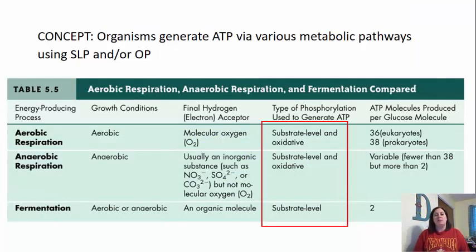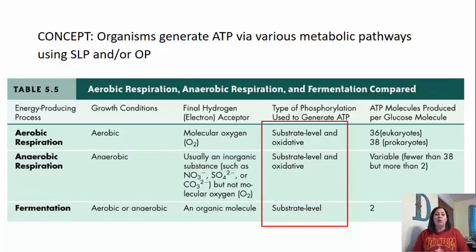So organisms generate ATP via various metabolic pathways. They can use substrate level phosphorylation only, oxidative phosphorylation only, or a combination of both. If we look here, this compares three different types of respiration. The first is aerobic respiration. In aerobic respiration, they need oxygen present, so molecular oxygen has to be there, and this is going to be the final electron acceptor. When this happens, it is a combination of substrate level and oxidative phosphorylation. For eukaryotes, this can create 36 ATP, but for prokaryotes, it can actually create 38 ATP.